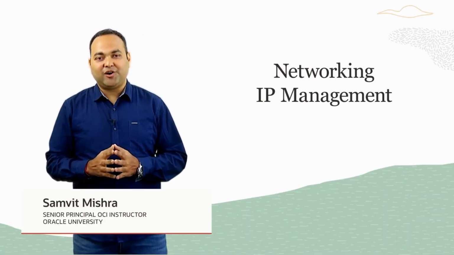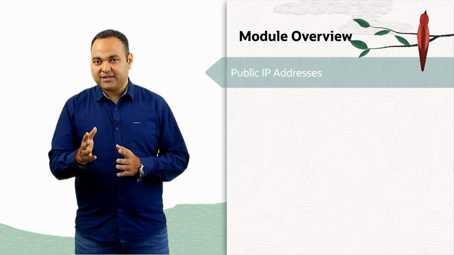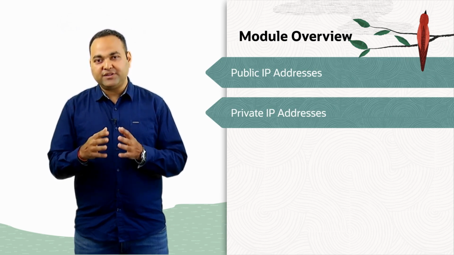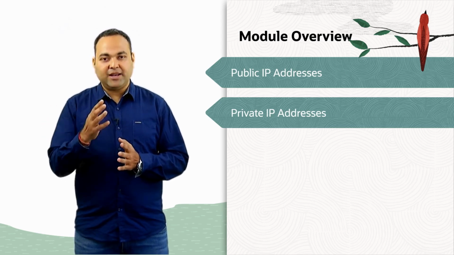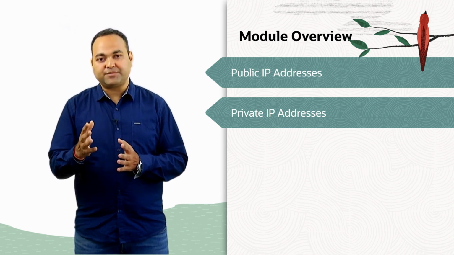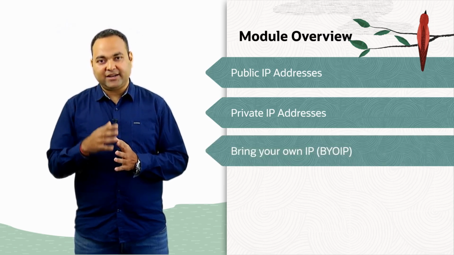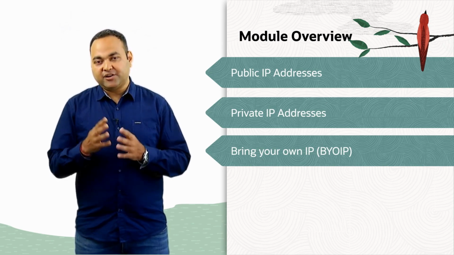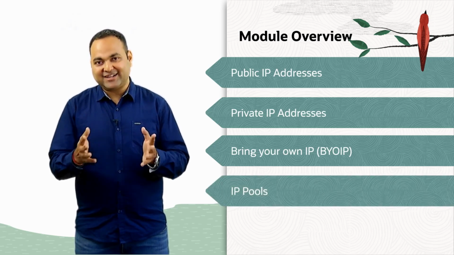Welcome to this module on IP management. In this module, our focus will be on IP addressing. We'll discuss the two types of IP address, public IP address and private IP address, and we will also understand how to use these IP addresses with respect to a virtual cloud network. I will also help you understand the differences between these two types of IP addresses. Next, I will talk about bring your own IP that lets you bring the public IP addresses that you own into OCI. We'll conclude the discussion of this module with the discussion of IP pools. So let's get started.